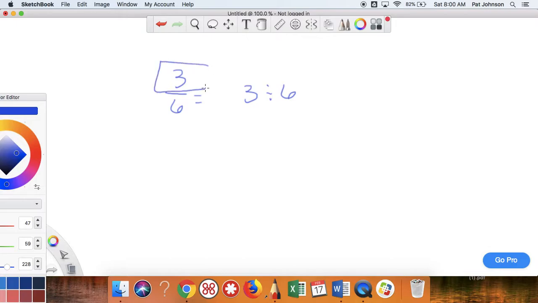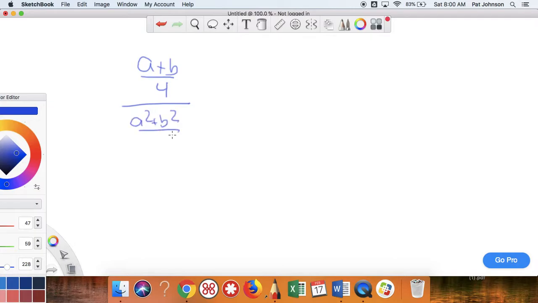It's important to understand the numerator. Which one's the numerator? Denominator. This is also the dividend and the divisor. So we have dividend divided by divisor. Once you get that, then it's really easy. So look at example 6a. So we have a plus b over 4 all over a squared plus b squared over 4.